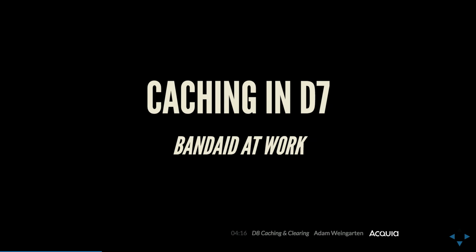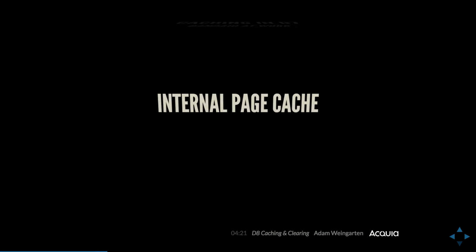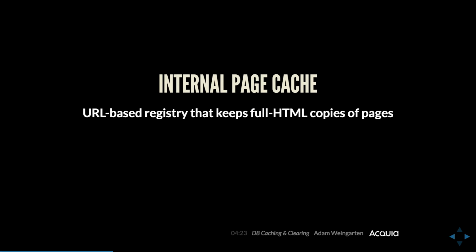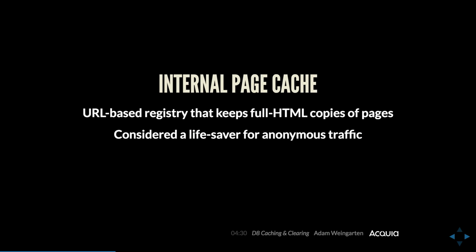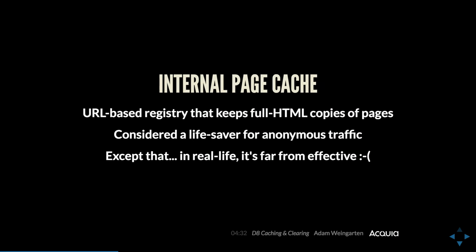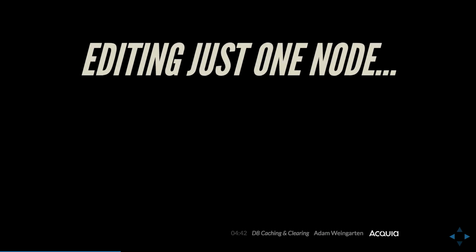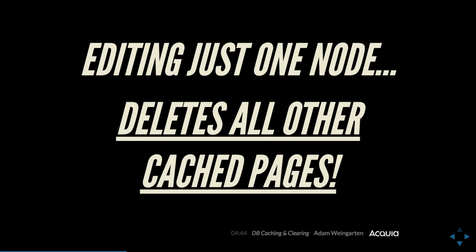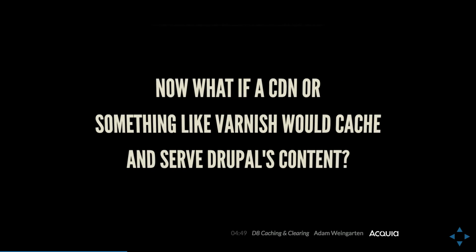So, caching in D7. It has an internal page cache. It's a URL registry that keeps full HTML copies of the pages. It's really a lifesaver. It can help a lot, in theory. In reality, it doesn't really work. It's a deep, dark secret. Most people actually turn it off because it's so useless. If you're editing just one node, it deletes all the other things in the internal page cache. Most people don't know that. It's not very useful.